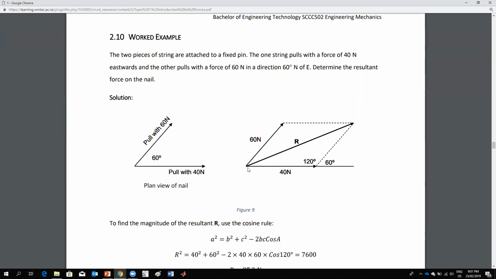The rule is very clear. We start with the first force, the 40 newtons, from this point to the point of action. At the end of that point, we start parallel to the 60 newtons. We add another 60 newtons going at 60 degrees north of east. And then we close that by adding the resultant line, and you see the arrow of it.